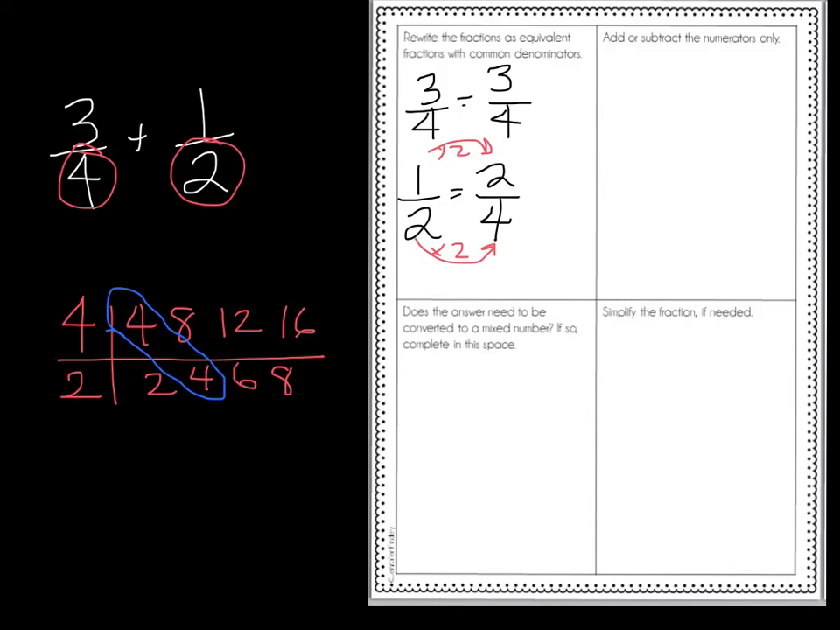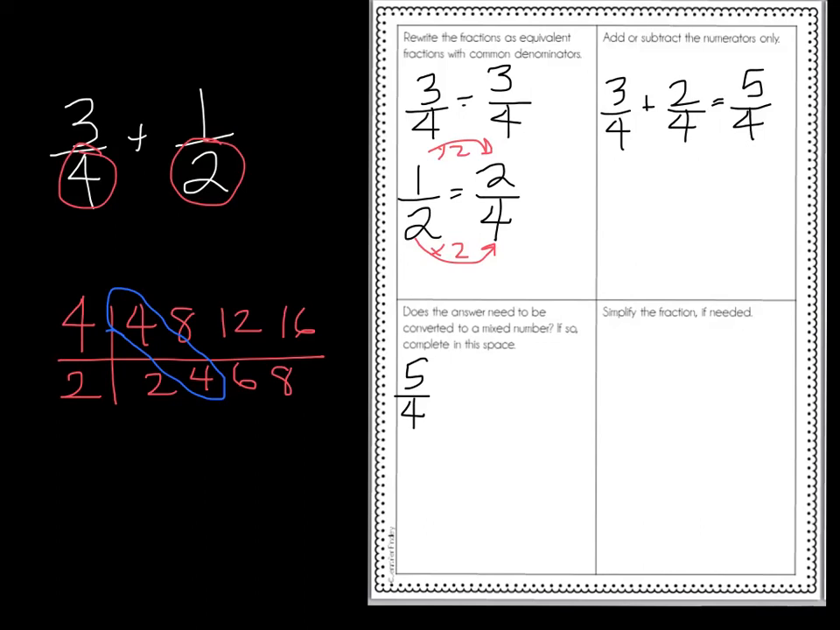Now I've got 3/4 plus 2/4. Now that I have like fractions, I can simply add the numerators. 3 plus 2 is 5. I am counting fourths, 5/4. So my answer is 5/4. In this step, I need to think, does the answer need to be converted into a mixed number? Well, does 5/4 represent a quantity greater than 1 whole? It does. I can tell because my numerator 5 is larger than my denominator.